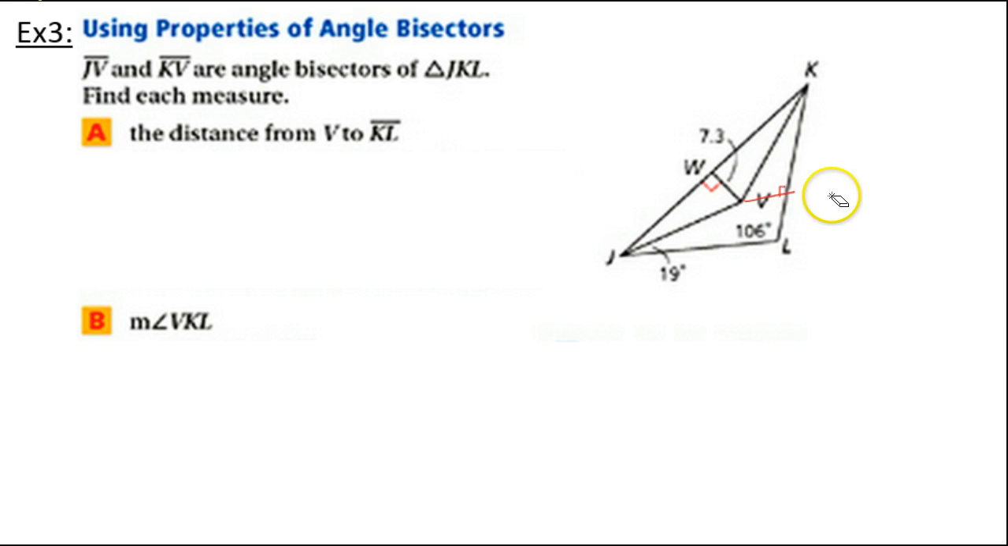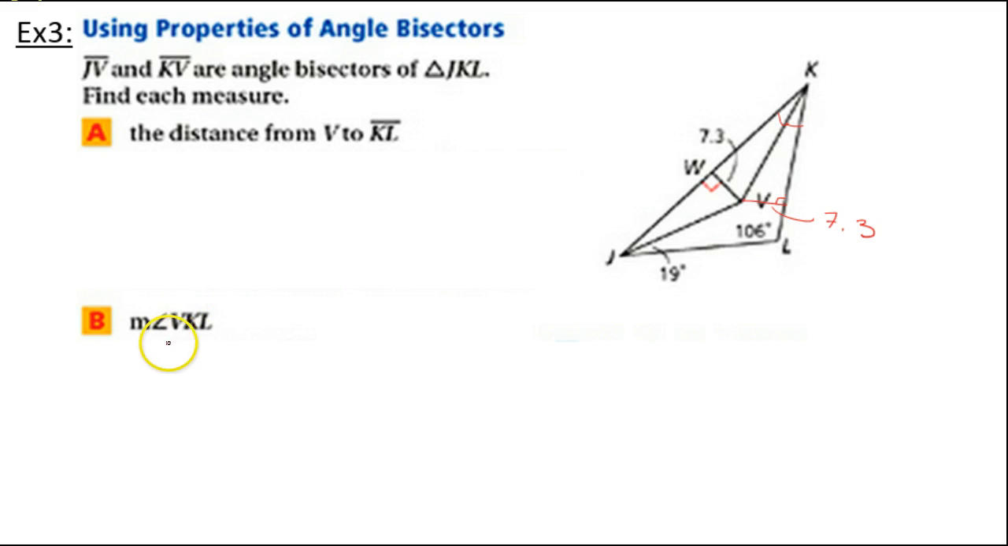Let me try that again. It would be a little bit more like this. So it has to be a right angle. Moreover, if we know that they're bisectors, I know that this is congruent to this. So this is a bisector. So by the angle bisector theorem, if I know that WV is 7.3, then the distance of V to KL has to be 7.3 as well.